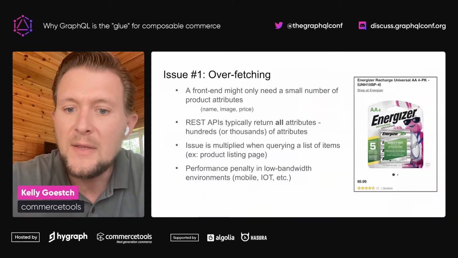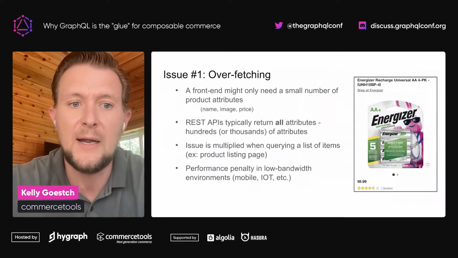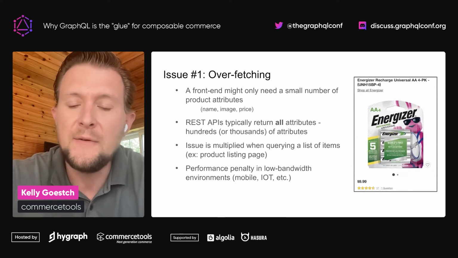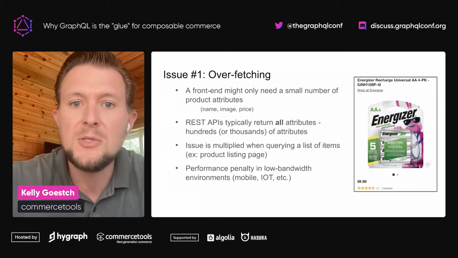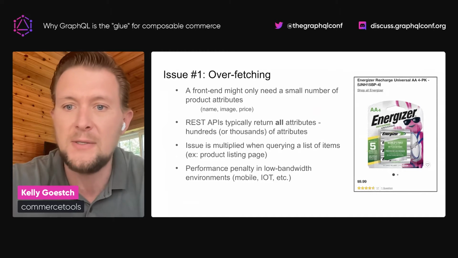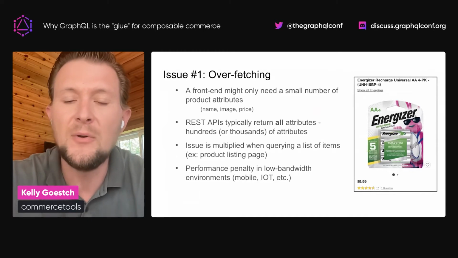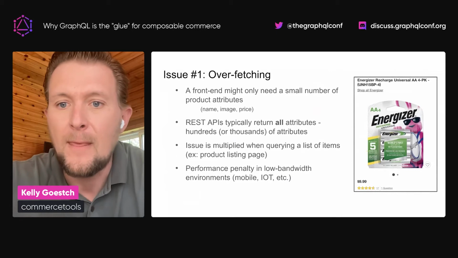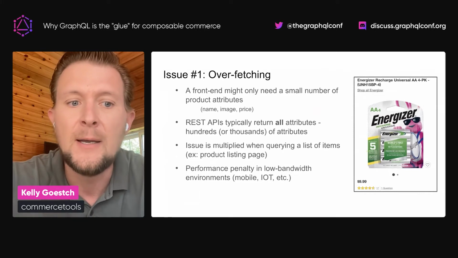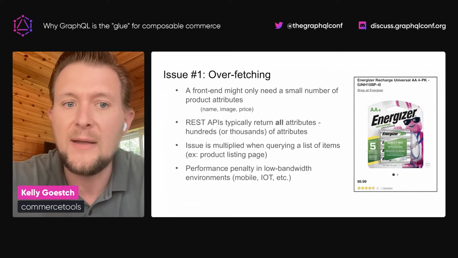Let's go into some of the issues with composable commerce and REST. The first issue you have is overfetching. So this is a very standard product detail page for a mobile web app, or maybe for an Apple Watch, right? It's very simple: you're just getting the display name, a product image, a price and reviews. And that works just fine, right?